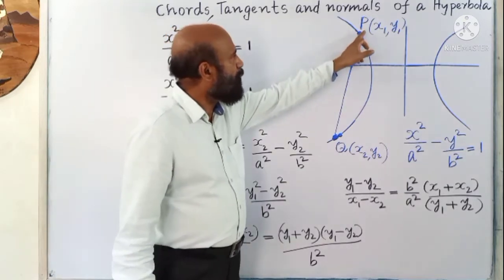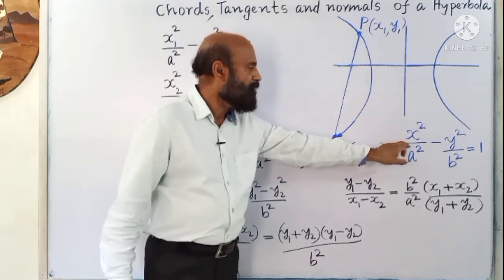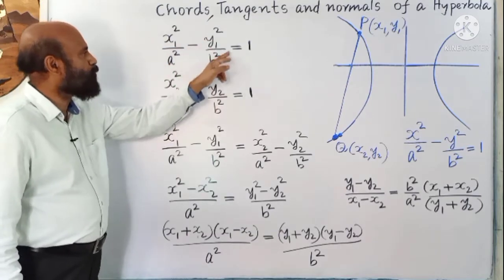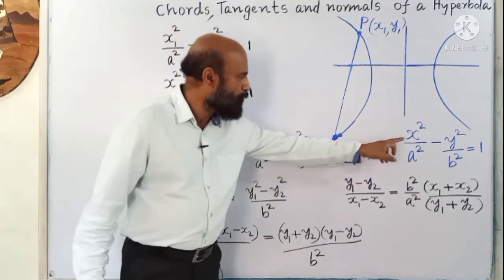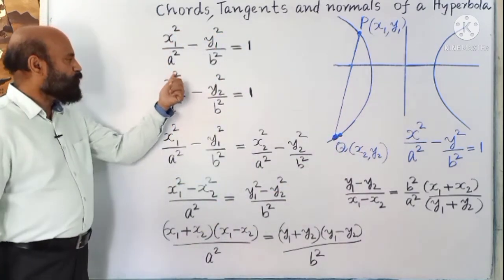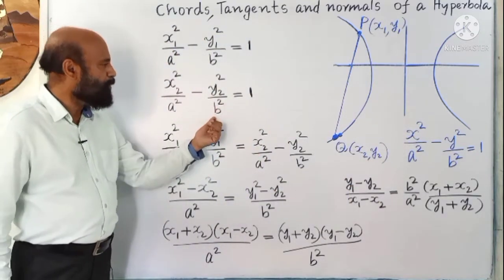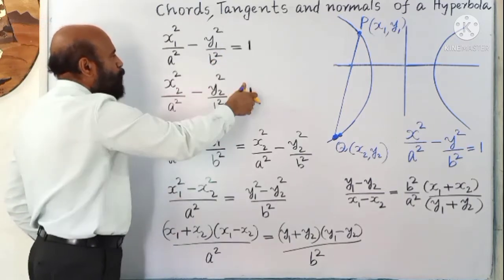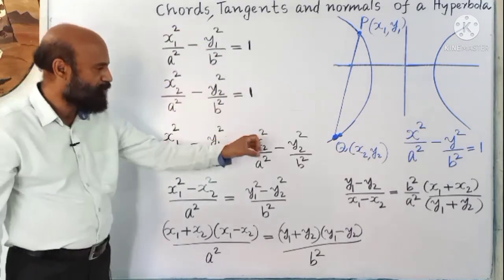Since P is a point on the hyperbola, its coordinates should satisfy this equation. So x1 square by a square minus y1 square by b square is equal to 1. Then Q, x2, y2, this point also should satisfy the equation of the hyperbola since it is on the hyperbola. So x2 square by a square minus y2 square by b square is equal to 1. Now the right hand side is equal to 1, so you can equate the left hand sides.